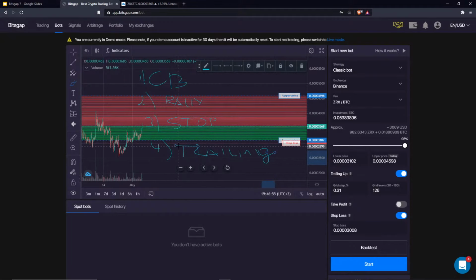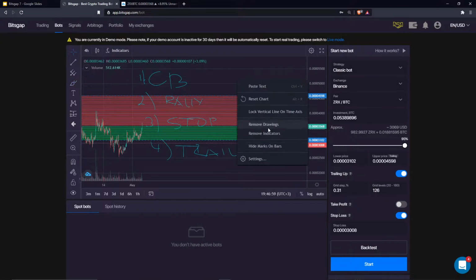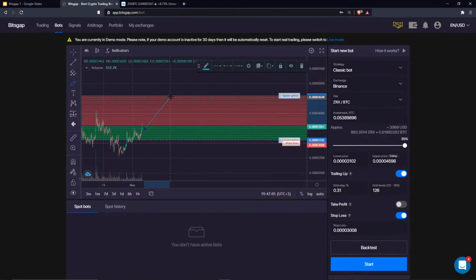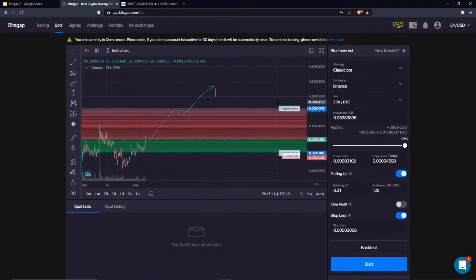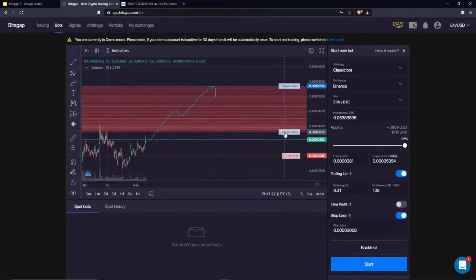I hope you can see this. So the thing about the trailing is that if the price breaks the upper limit of our trading range right over here, then thanks to the trailing up, the bot will continue trading even if the price goes above the initial upper price. Because in that case, with the trailing up enabled, your trading range will follow the rally, and you end up having your trading range somewhere in that area.